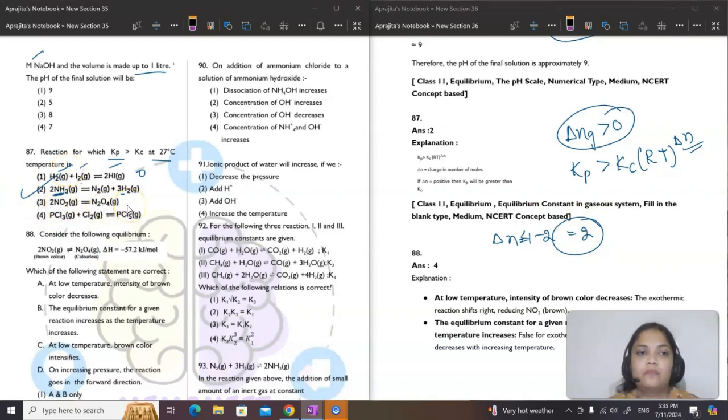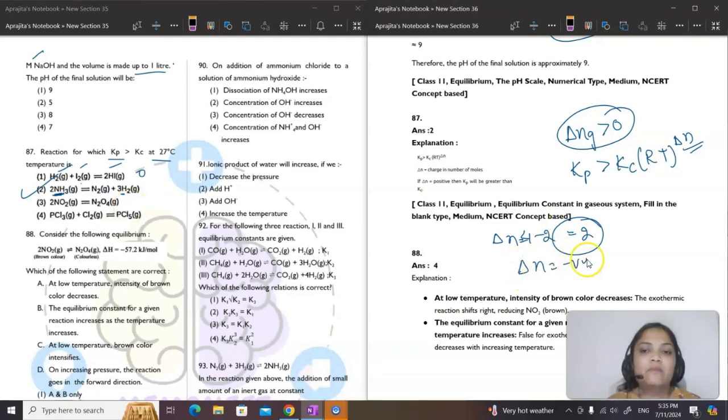Okay. So here in the third reaction, delta N is negative, which is minus 1. And again, for the fourth reaction also delta N is negative, that is minus 1, 1 minus 2. So delta N is positive only for the second reaction. So it's option 2.